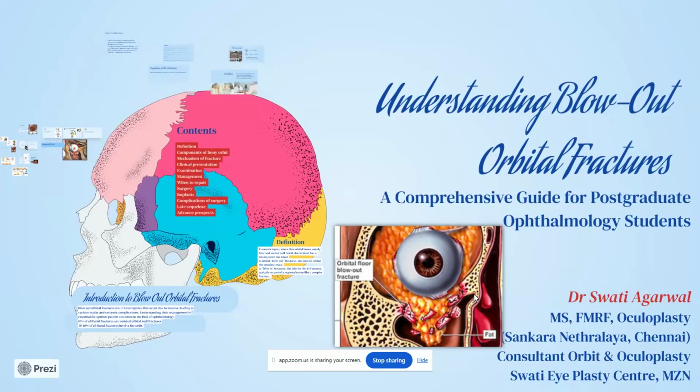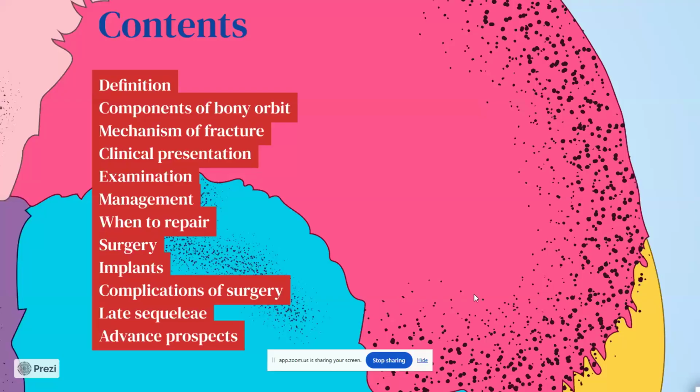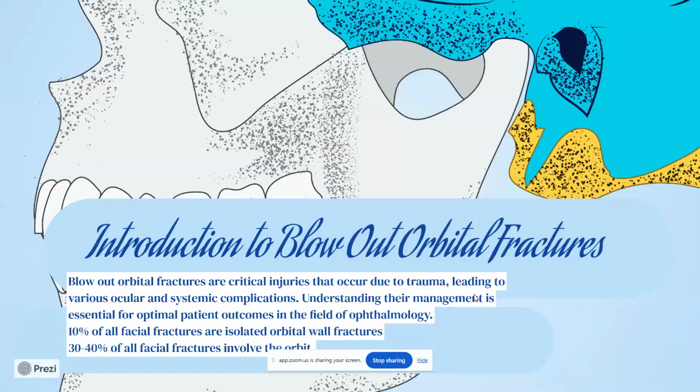So these are the contents on which I'll be speaking. To introduce a blowout orbital fracture: basically it's a traumatic injury wherein the thin orbital bones, like the floor and the medial wall, break due to blunt force, but they leave the outer rim intact. So this is a blowout fracture with the rim intact. And in a blow-in fracture, what happens? The rim is fractured. Example: ZMC complex fractures.